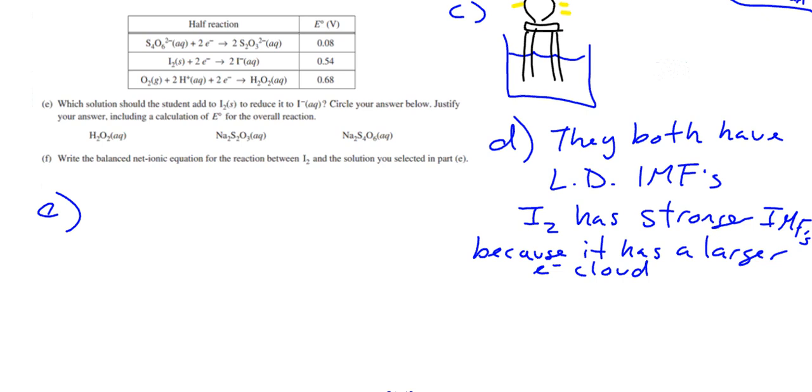Which solution should the student add to I2 to reduce it to I minus? Circle your answer below. Justify your answer, including a calculation of E for the overall reaction. All right, this is not that tricky. Think about what it's saying. Literally, you don't even have to understand half of that terminology. You have to create the reaction that it's describing. So give it a shot and get a calculation. And what I love is for you to get to the next one too and do F. So what is the overall net ionic equation for the reaction? And then we are done after I go over it.